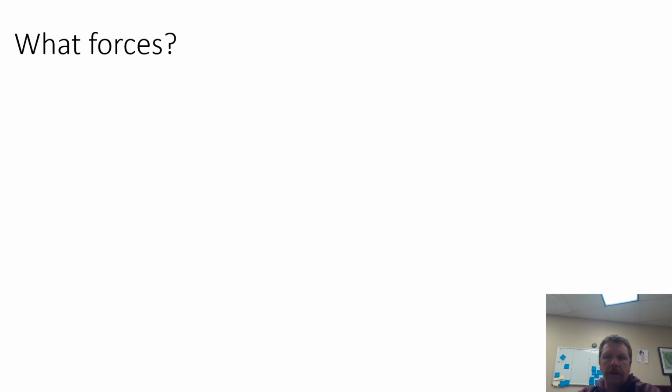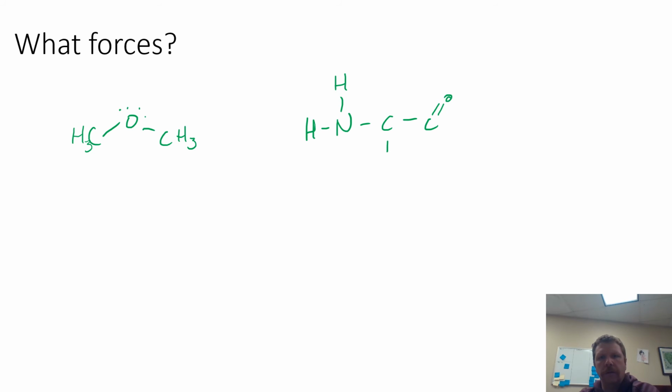So if we look at two different molecules, H3COCH3. This molecule has two lone pairs of electrons on that central oxygen. Now, if we compare that to this molecule right here, HNHC. Okay, now if we compare these two molecules, one of the things worth noting is they definitely both have oxygens with lone pairs of electrons, but those oxygens are a little bit different.